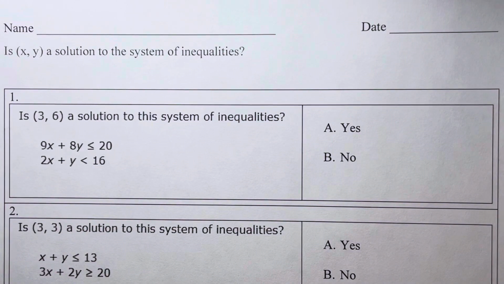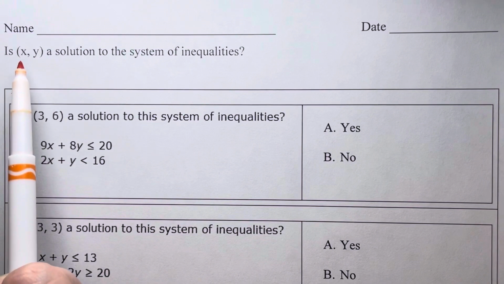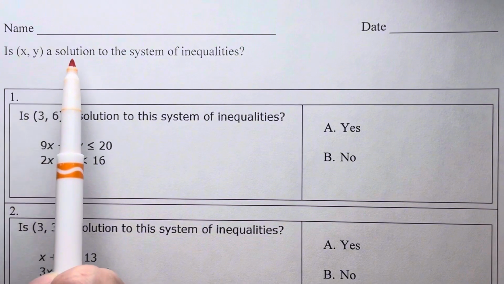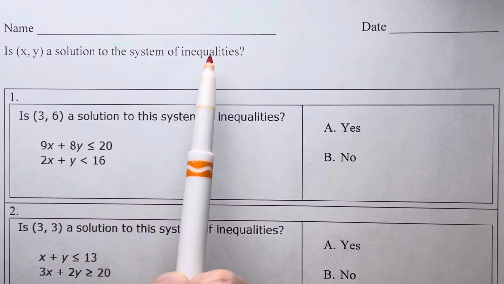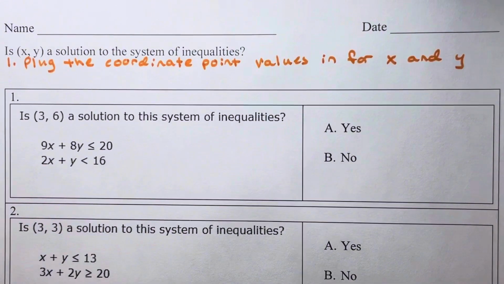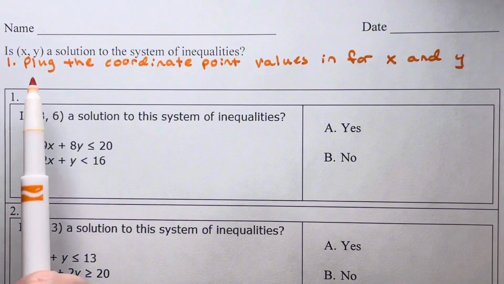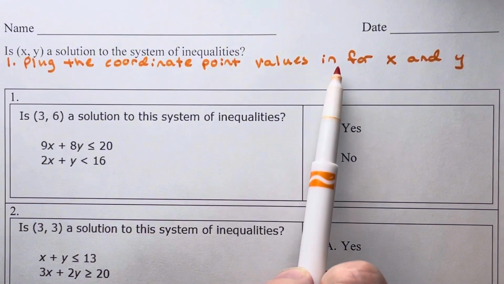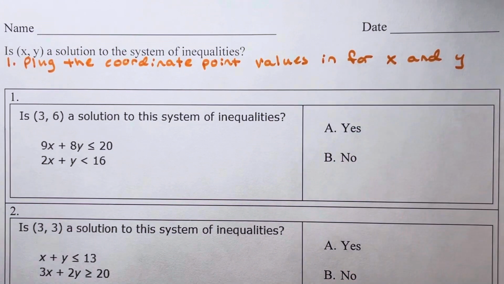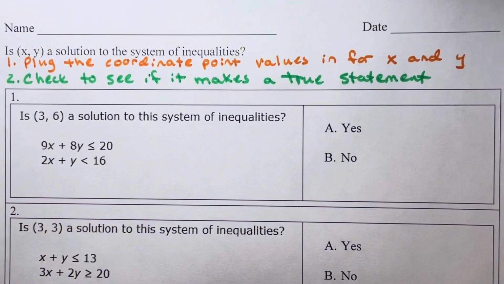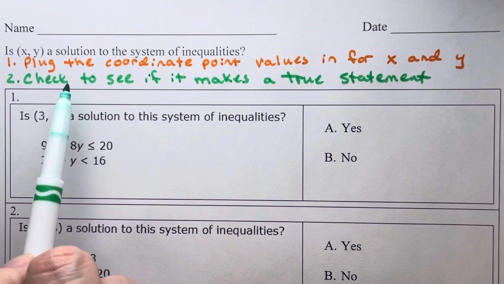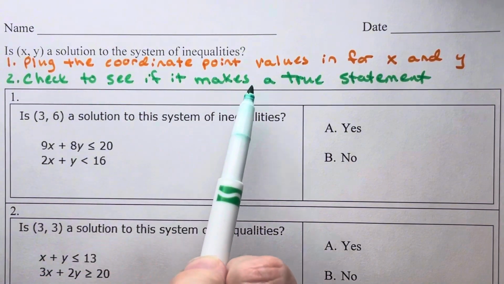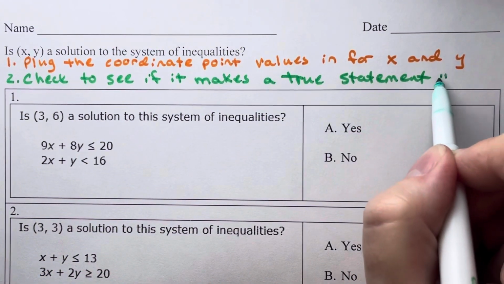In today's math lesson, we are answering the question, is the coordinate point x, y a solution to the system of inequalities? To answer that question, we have to follow two steps. The first step is to plug the coordinate point values in for x and y. Secondly, you're going to check to see if it makes a true statement.